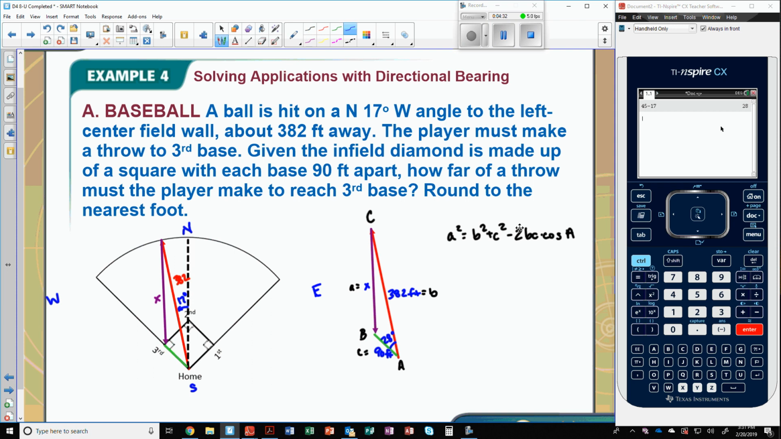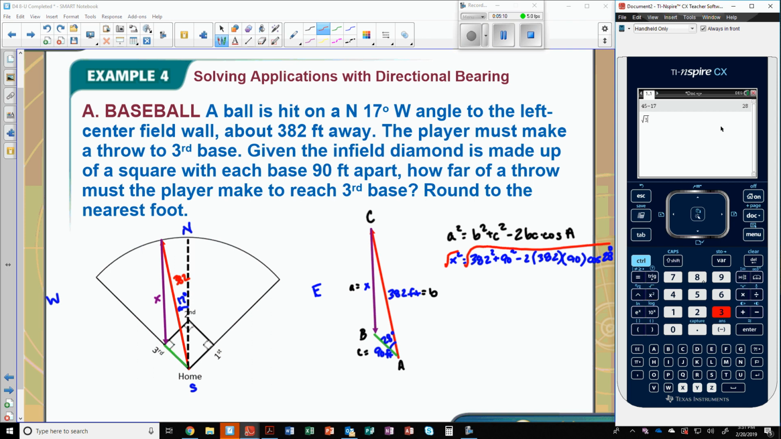So I'll say that x squared is going to equal, my b is 382, my c is 90, and so I'll substitute this a second time, 382 and 90, and our cosine angle is 28 degrees. Now that's what I'm going to be typing in the calculator, and to solve it, just to get x by itself, I'm going to take the square root. Now, usually we do a plus or minus, but because this is a real-world application, we're only interested in the positive value. I'm not going to do the plus or minus. I'm just going to see what the positive is.